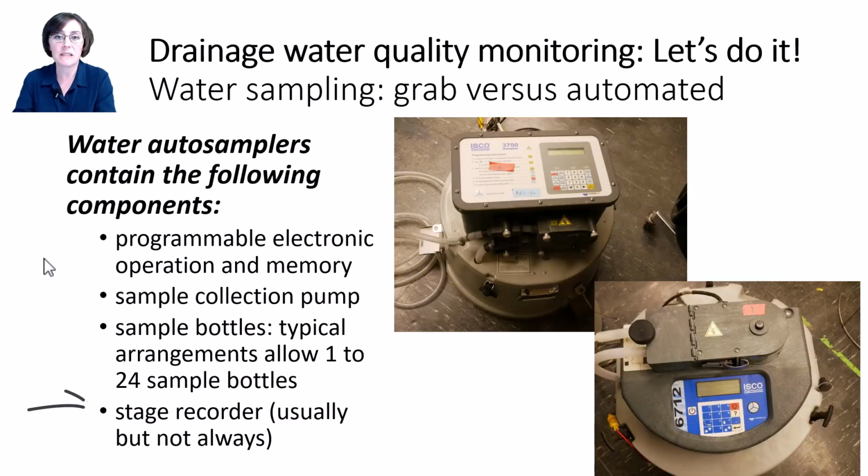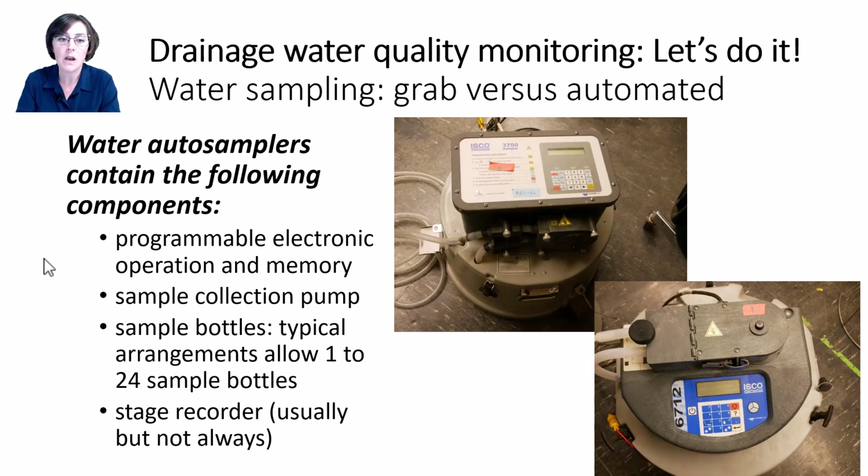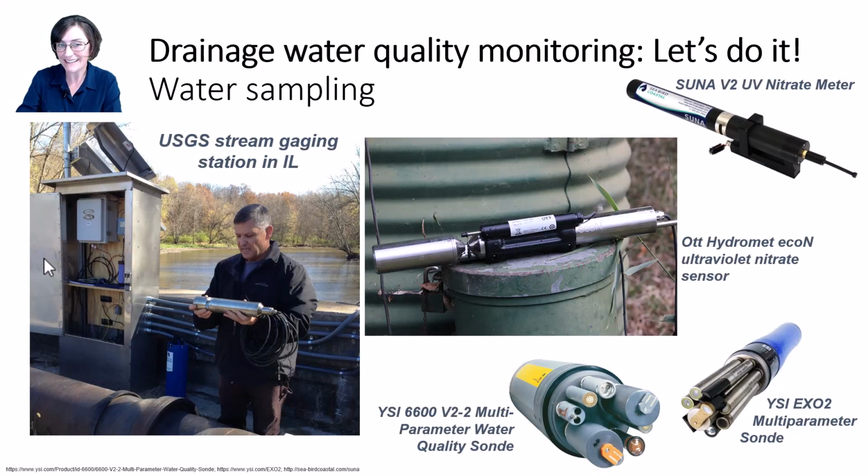Finally, more expensive auto samplers like the 6712 model have stage or depth recorders that connect to them. We'll talk more about this in the next lesson when we discuss flow-based sampling. I'll also say that there are multiple flavors of auto samplers. For example, you can buy refrigerated ones depending on your needs and your budget.